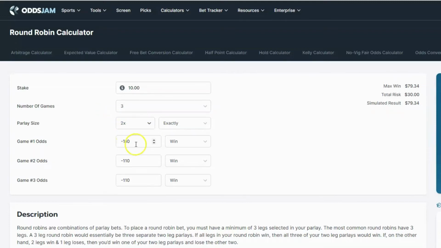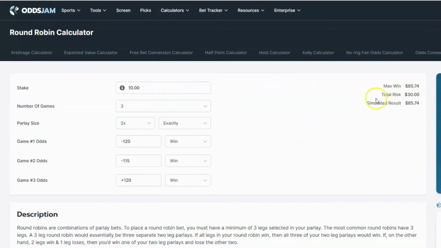Imagine you have the first game at minus 120. And let's say the second game you have at minus 115. And let's say this last one was a bit of a dog. You snuck a dog in there and got plus 120. So you're going to have game 1, game 2, and game 3. If you hit game 1, you win that one. You hit game 2, you win that one. Obviously, game 3, you win it. You had a total risk of $30 at stake.